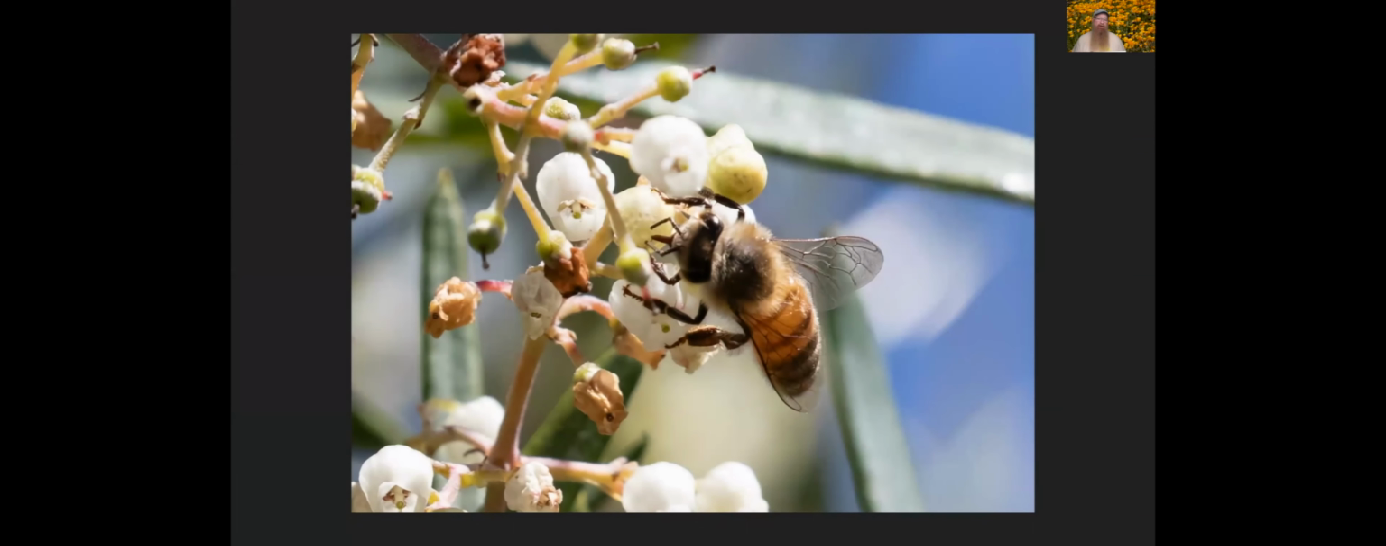There you go. See that pollen shoot out of there? Pretty amazing, huh? Okay, here is a European bee visiting Manzanita. Now, Manzanita has this buzz pollination as well.